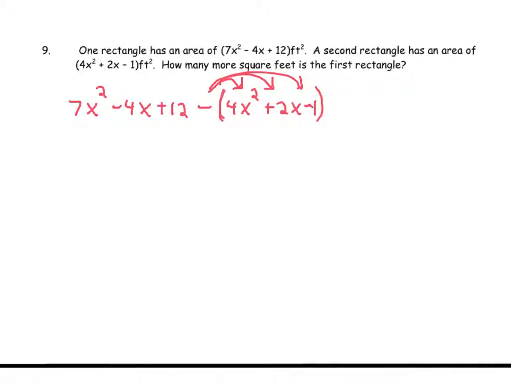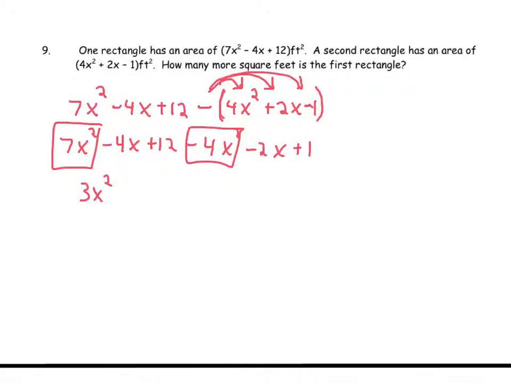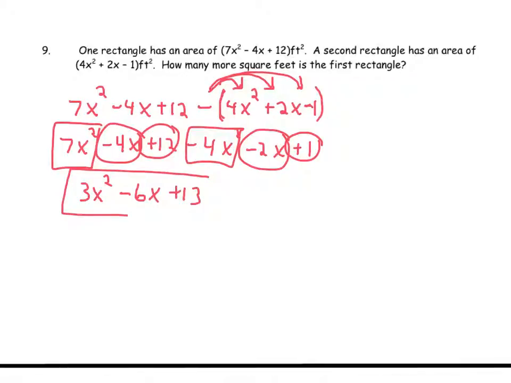So that's what I'm going to do first. So there I've distributed the negative. So now I'm just going to combine. I get 3x squared minus 6x plus 13, and that's going to be my answer. So now I'm going to do it the stacking way. So I want you to have at least an experience with that.